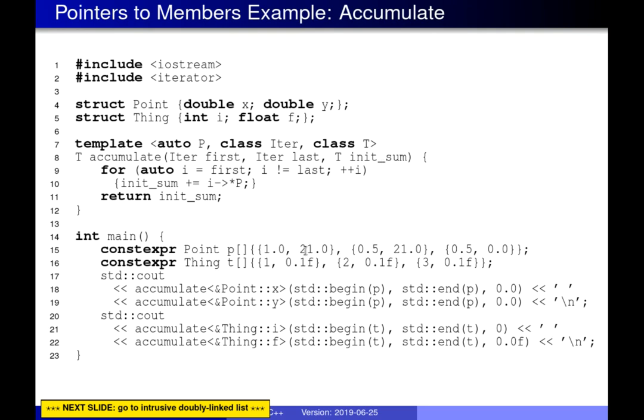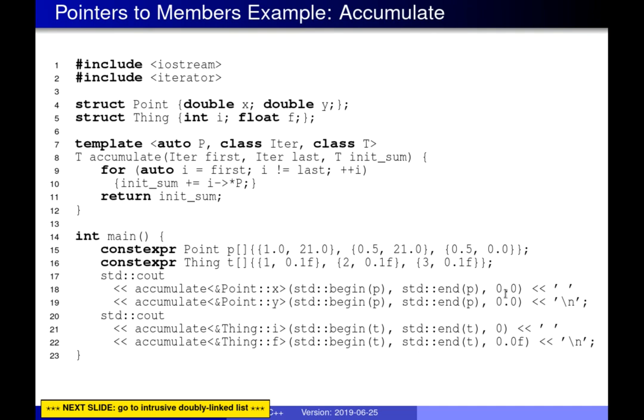If we look at the code down below that's using it, we have this array of points called P, which has 3 points in it, and we have this array of things called T, which has 3 things in it. And then what we want to do is compute a sum of the data members, each of the data members for each of these types. So for example, I want to iterate over all the elements in this array P, 3 points. So I'm going to iterate from the beginning of the array to the end of the array. And the initial value that I want to use for the accumulation is 0. I want to start from 0 in all these cases.